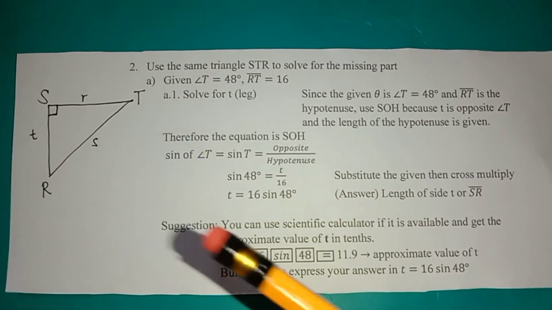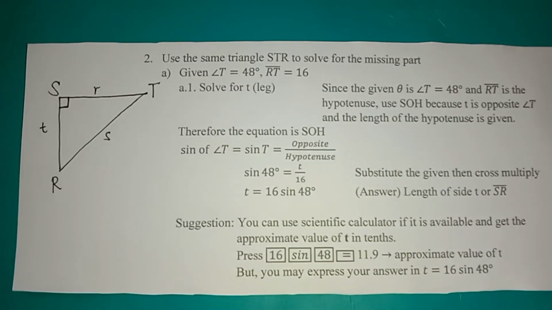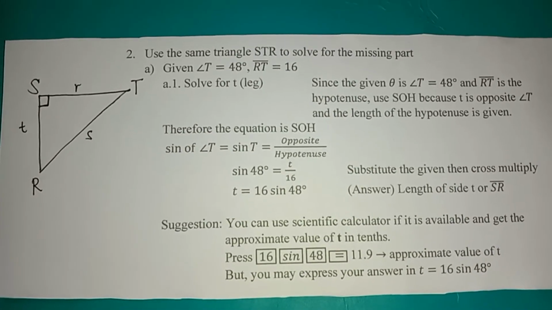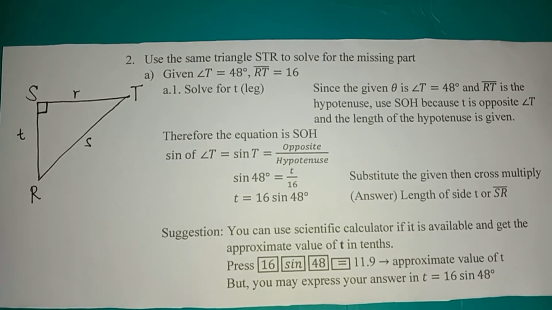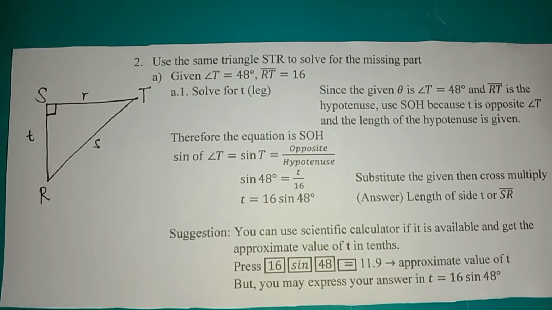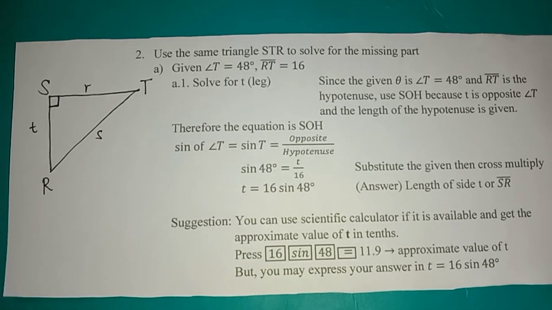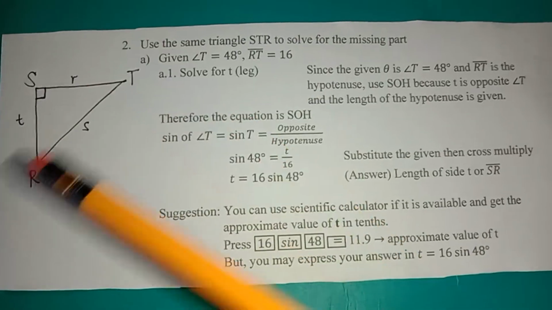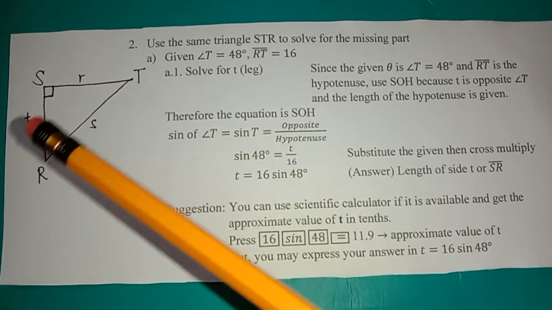Use the same triangle STR to solve for the missing part. So let's have letter A. Given angle T, which is 48 degrees, then the side RT, which is 16. So angle T is our reference angle, then the RT, that is the S or the hypotenuse, which is 16. Solve for the T or the leg.